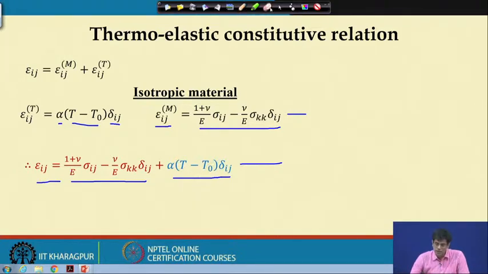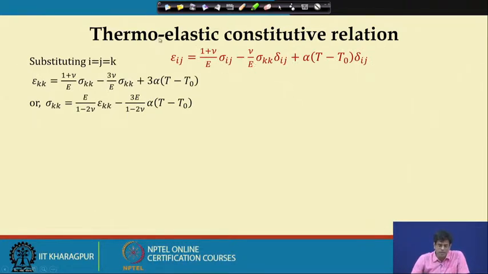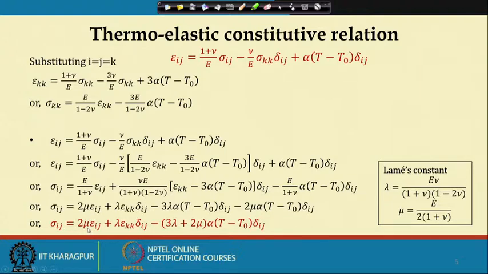So, now this is the basic introduction of the Duhamel-Neumann relationship of the thermoelastic material. Now, we can modify this. If I substitute ijk in the previous relation, I can get the expression for epsilon kk, which is this, and then if I want to find sigma kk, I transform it, and once I transform it, it looks like this form. Then epsilon ij also I can do, and after some manipulation I can convert it to the first Lamé constant and second Lamé constant.